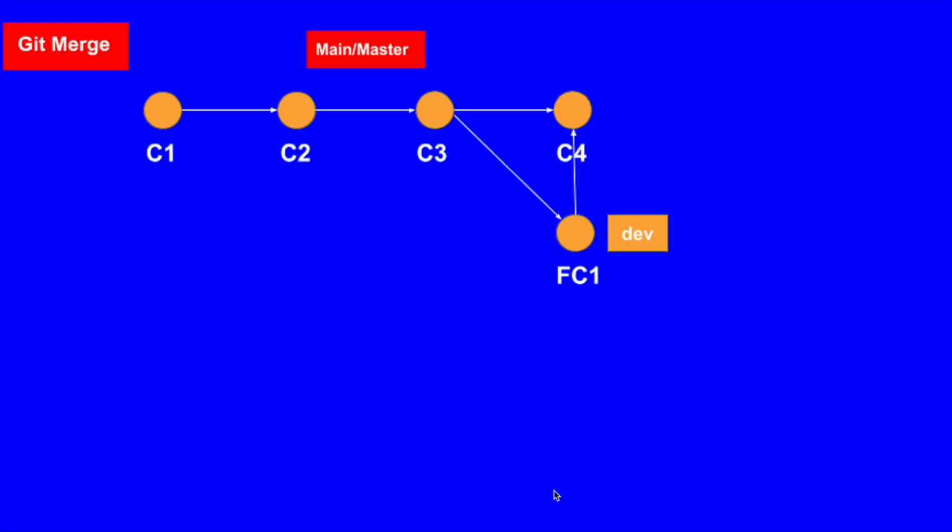Now let's understand what is git merge. In a nutshell, git merge combines the changes from the source branch to the target branch, which means it creates a commit ID in the commit history. Now let's understand a bit in detail.